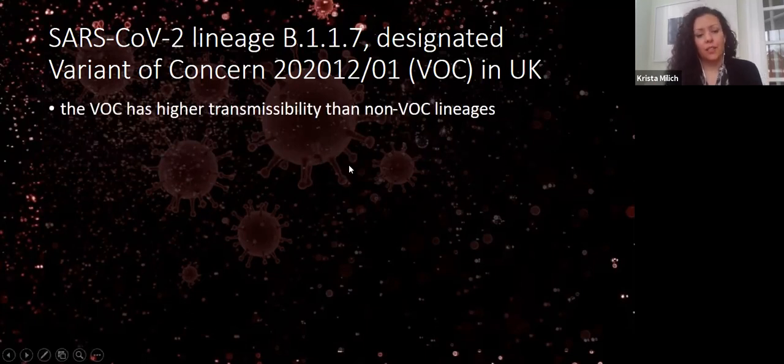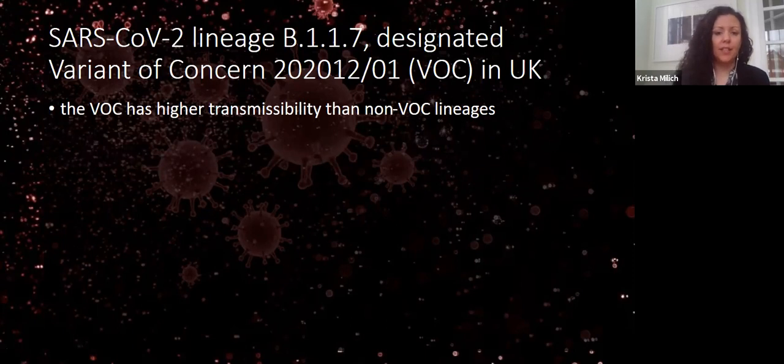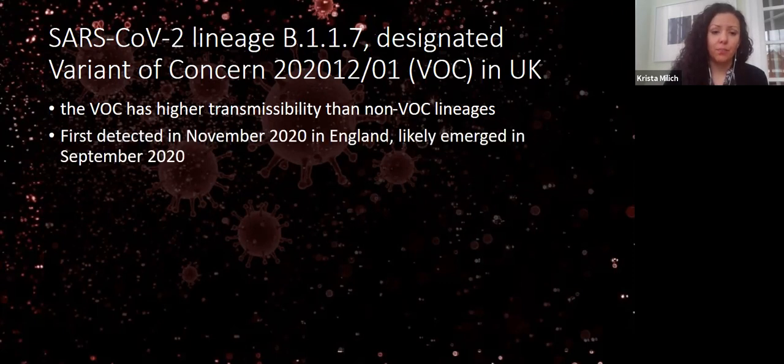So VOC stands for variant of concern. And this variant of concern, it's called B117, has higher transmissibility than the non-variant of concern lineages. So in other words, all of what we were mostly dealing with for last year, the SARS-CoV-2 strains that were infecting most people around the globe, are less transmittable than these new variants of concern.